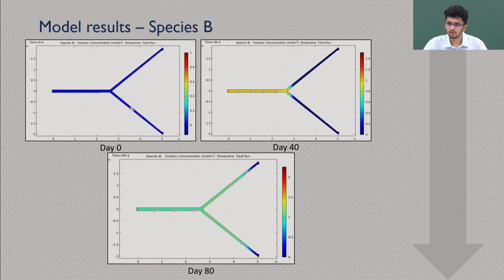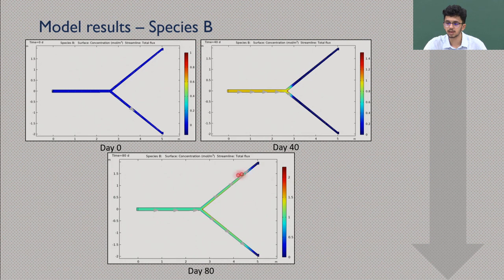Now let's move on to the concentration for species B with time. Initially, since injection has not happened, species B has a concentration of 0 in the fracture zone. After 40 days of injection, you can see the initial injection concentration of species B on the left side of the fracture. This concentration is 1 mole per meter cube. But a very peculiar thing happening here is the exceeding concentration of species B. It is exceeding the injection concentration, increasing to values more than 1 mole per meter cube. You can see a small red spot over here.